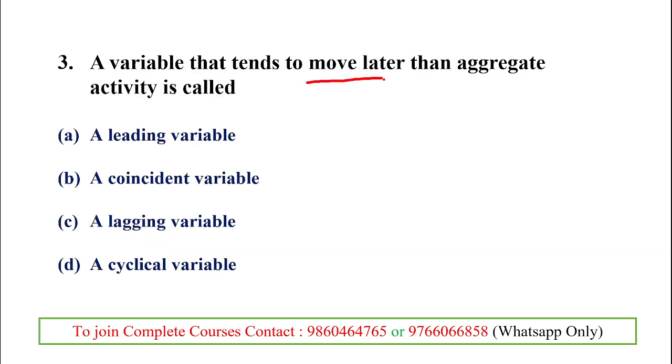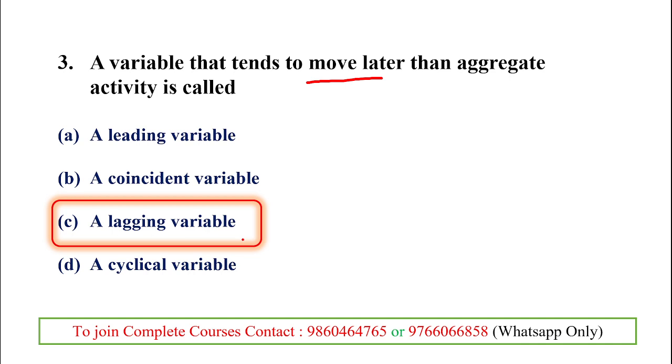Variable tends to move later than aggregate economic activity. So here the variable that does not move along or in advance, but moves later than economic activity, is called a lagging variable. The lagging variable indicates a drawback of aggregate economic activity. It moves after, or later than, the aggregate economic activity. So that is lagging. Clear?